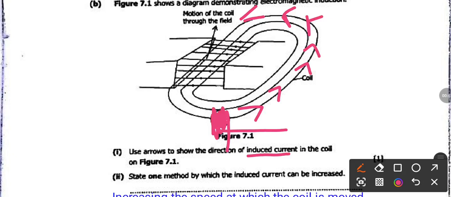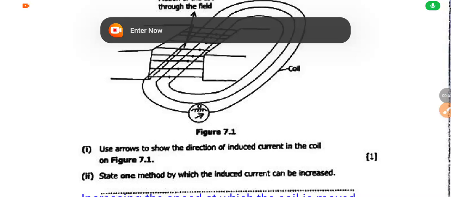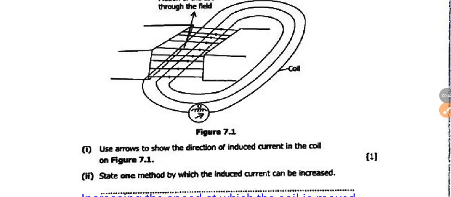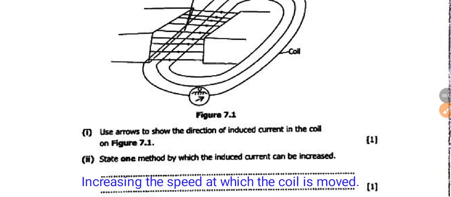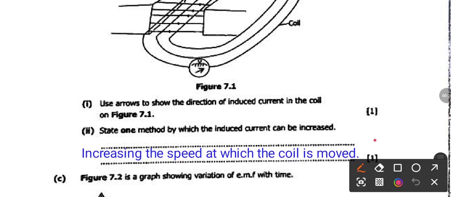Then question B2 says, state one method by which the induced current can be increased. One method by which we can increase the induced current is by increasing the speed at which the coil is moved.